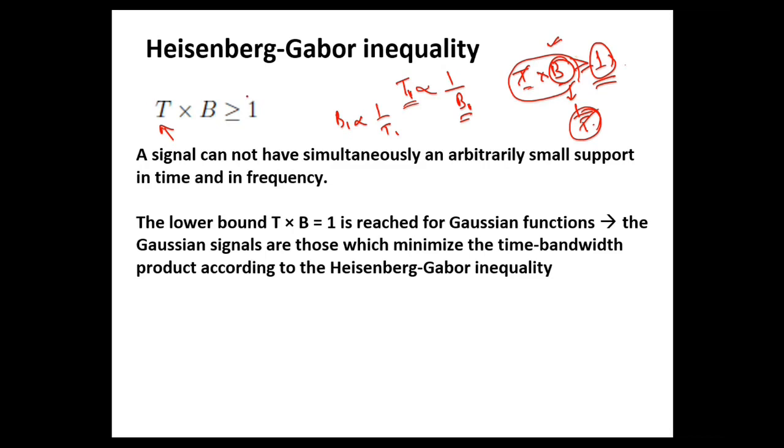Over here we can say a signal cannot simultaneously have arbitrarily small support in time and in frequency. This is what we get from the Heisenberg-Gabor inequality equation. The lower bound, t multiplied by b equal to 1, is reached for the Gaussian functions. The Gaussian signals are those which minimize the time bandwidth product according to the Heisenberg-Gabor inequality.